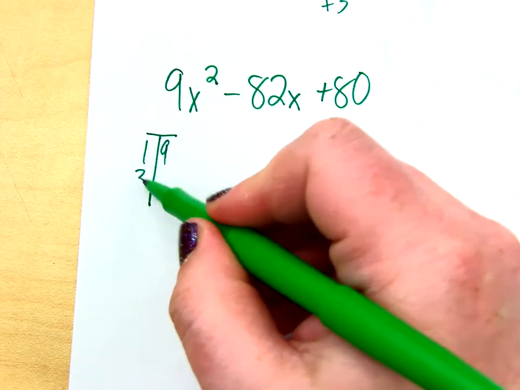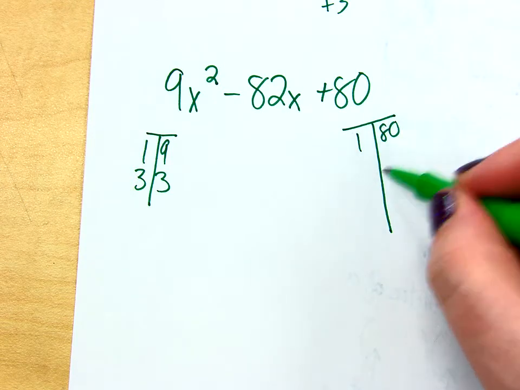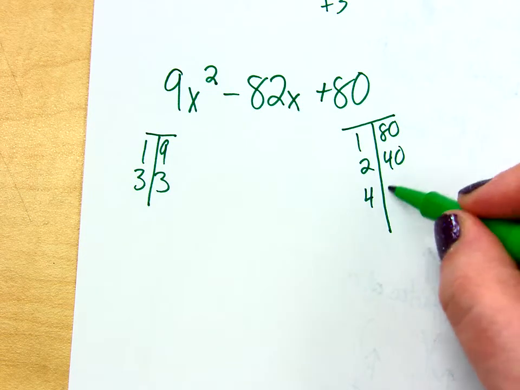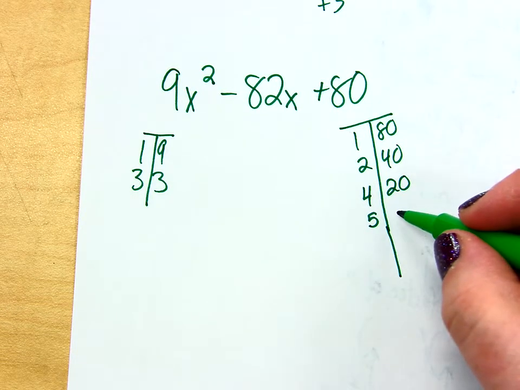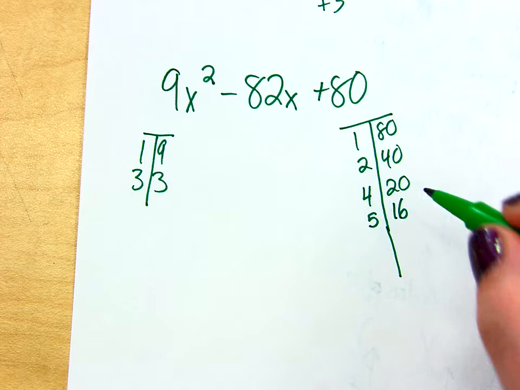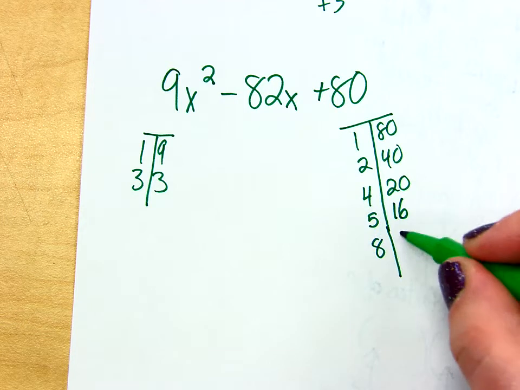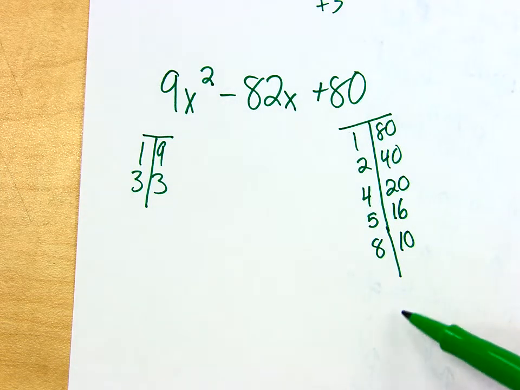1 and 9, 3 and 3. And then you want all the factors of 80. There's a lot. So 1 and 80, 2 and 40, 3, no, 4, probably. 4 and 20. 5, probably. Yes. 5 and 16. 6, no. 7, no. 8, yeah. 9, no. And then you can stop at 10 because now I have all my pairs. Because if you kept going, you would just have the same pairs backwards.